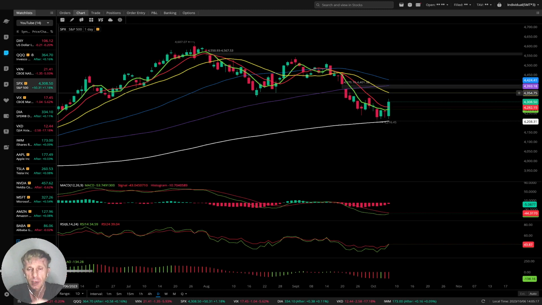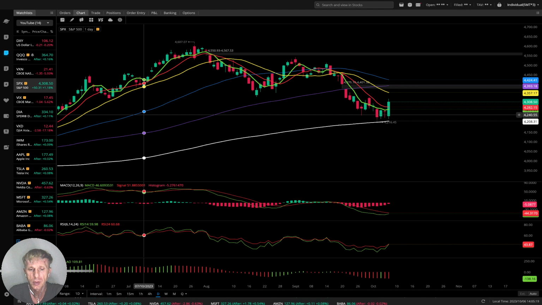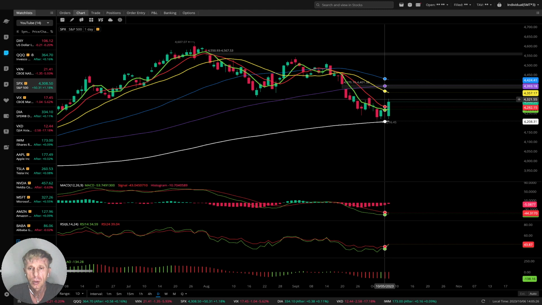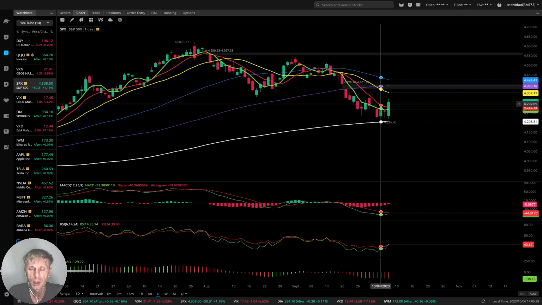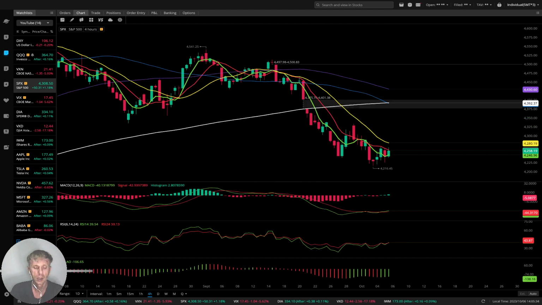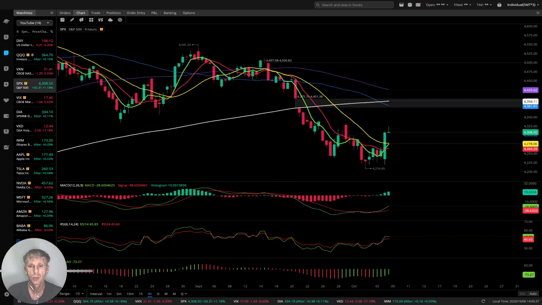S&P 500 plus 1.25%. Daily time frame, it did bounce from MA200. Nice bullish run and closed above MA5 and 10. Bullish crossover, bullish reversal on daily for S&P 500, SPX.